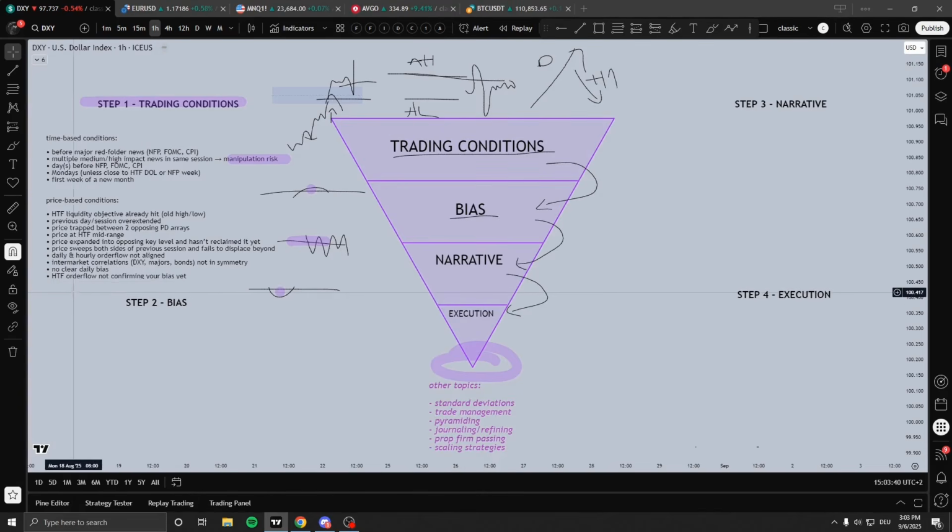Then the second last point is no clear daily bias. If you look at a daily chart and you cannot immediately spot where price wants to go on a daily basis, that is indicating indecisiveness and therefore it's low probability.